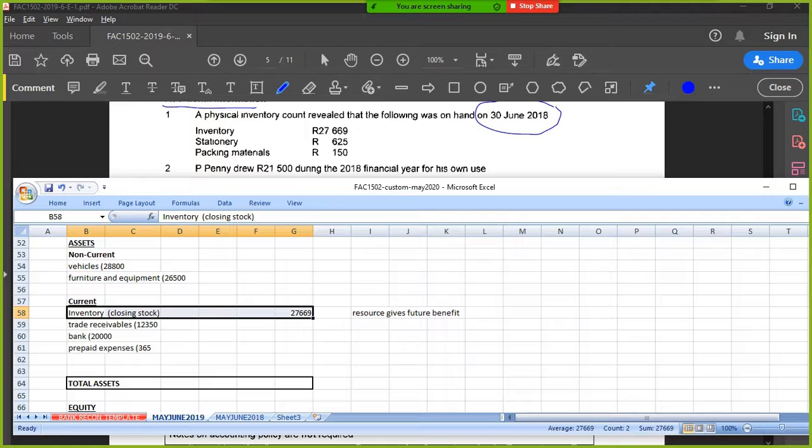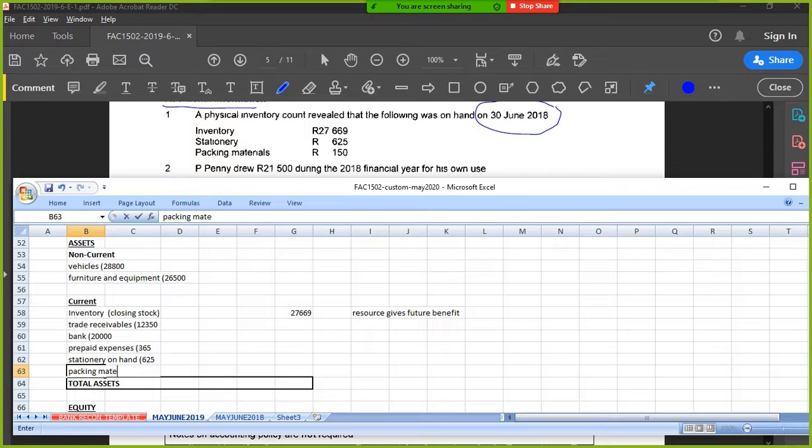It's also an asset. Stationery on hand, 625. Packing material on hand, 150. Those are very important asterisks. They will affect profit because it's an expense that will be affected. I'm making a note because I've only recorded half of it.